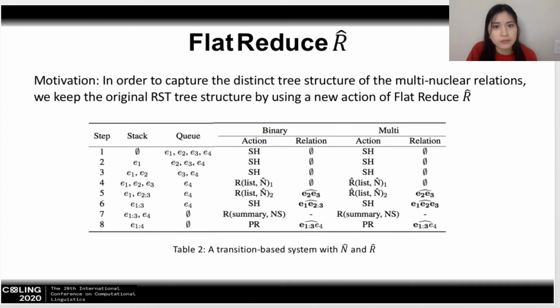In order to capture the distinct tree structures of the multinuclear relations, we keep the original RST tree structures instead of the right-heavy binary tree by using the new action of flat reduce, R-hat. As shown in Table 2 in Step 6, the reduce action merged EDU 2 and 3 into one span, while the R-hat action maintained the multi-branches structure.